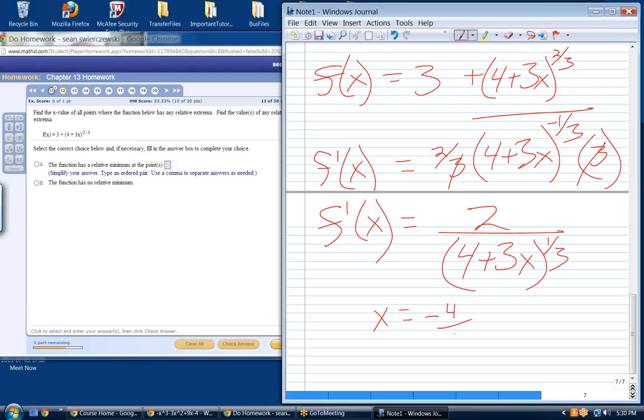I don't know. Would it be -3? Negative 4/3. In other words, negative 4/3 will give me 4 minus 4. That's 0, whether I take the cube root of it or not. So this is a critical point, x equal minus 4/3. Now, as to whether it's a minimum or not, let's graph it.